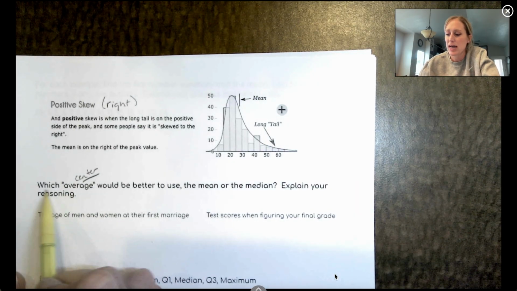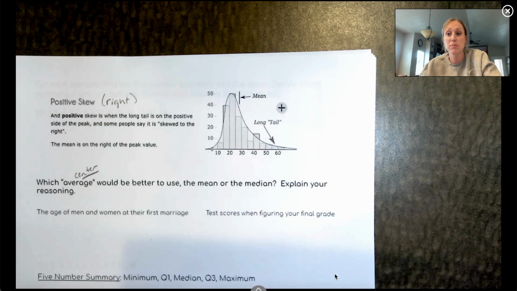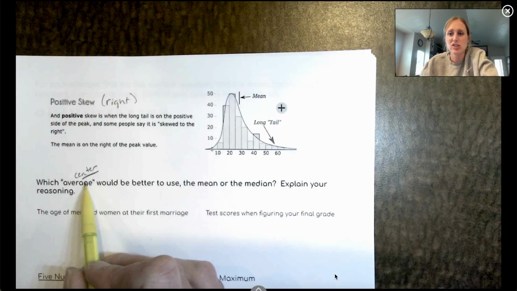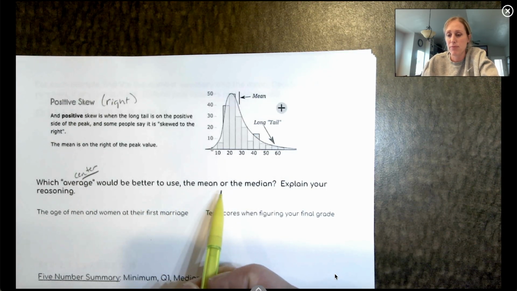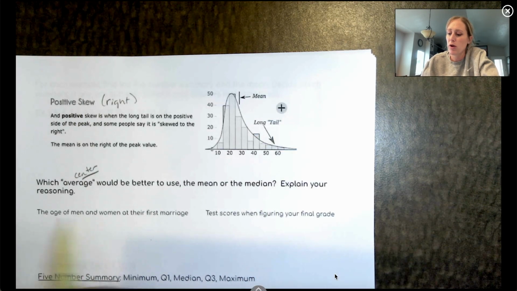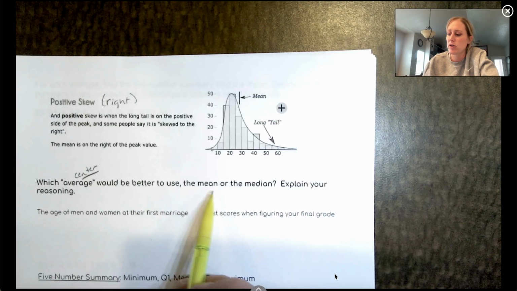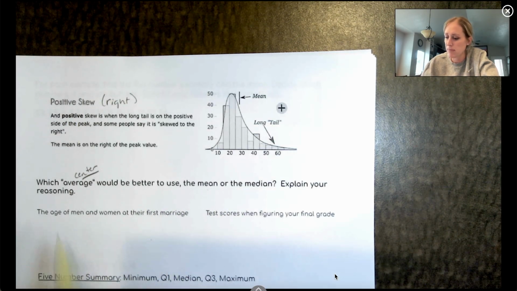Well, we can be asked to talk about centers, right? Remember, mean, median, mode are measures of central tendency, are measures of center. So we can describe data using any of them, but which one is maybe better given a situation? If I'm asking which one would be better to use, the mean or the median, to give the center of data, the age of men and women at their first marriage. Okay, so I'll just give an example.